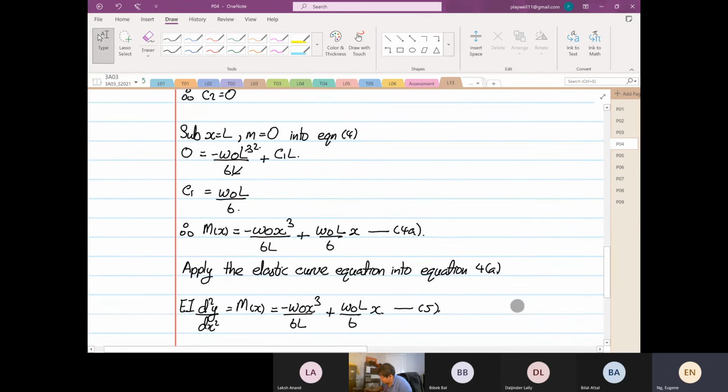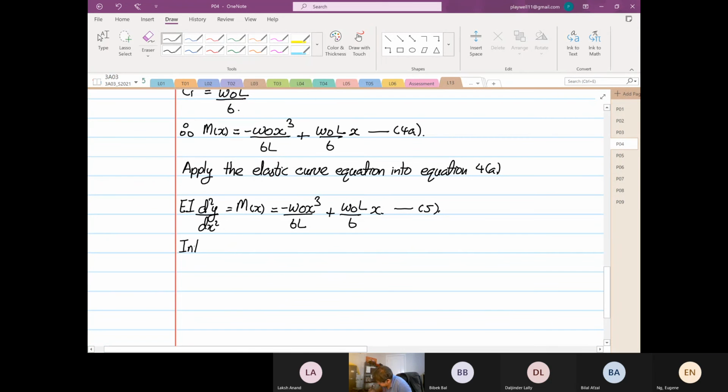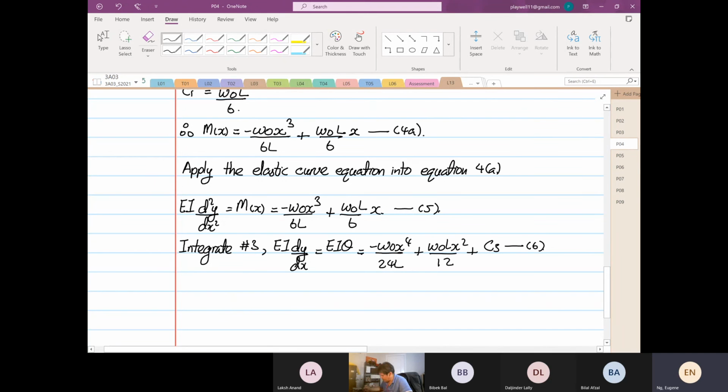Then you integrate again. So this is integration number 3. I told you, right? It's easy. It's all simple integration. You only have to know your boundary conditions. So EI dy/dx, which is EI theta, is equal to minus omega naught x^4 over 24L plus omega naught L x squared over 12 plus C3 now. So this is your equation number 6, right?